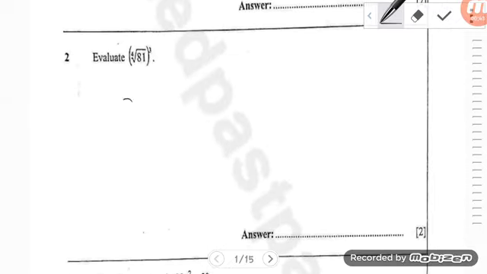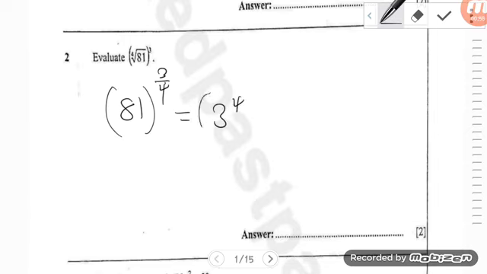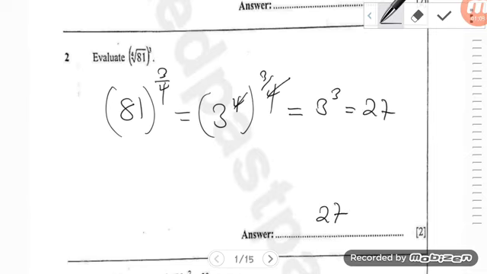Question 2, we are evaluating. So this is the same as 8 to the power 3 over 4. Now we need to look for a number which we can raise to the power 4 to give us 8, which is 3 to the power 4 and 3 to the power 4. We cancel this 4 and that 4, so remaining with 3 to the power 3 is giving us 27. So our answer there is 27.